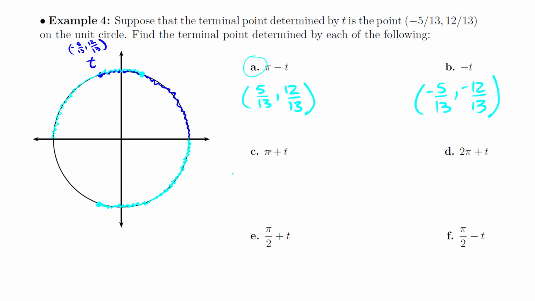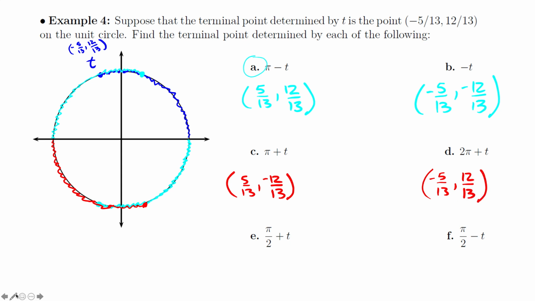Pi plus t, let me change colors for this one. So pi plus t, so I'm going to go pi, and then plus t from pi. So there, it certainly seems like we have the opposite of x and the opposite of y. 2 pi plus t, I'm around once, plus t more, that lands me right back again at where t was to begin with.